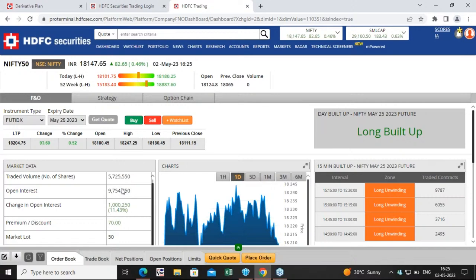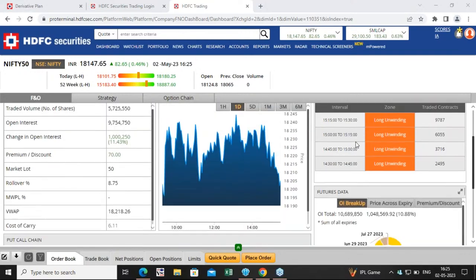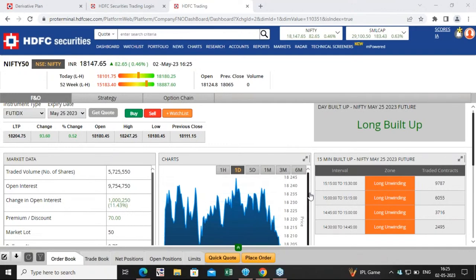For those who trade in futures, the information they need is open interest, traded volume in the shares, and the change in open interest. So all we are giving in numbers, so it is easy to understand to take a position, and you can analyze that particular contract. Also you can watch a chart from here itself. In ProTerminal you can watch the chart of options and futures both. You can see the option chart as well as the futures chart.